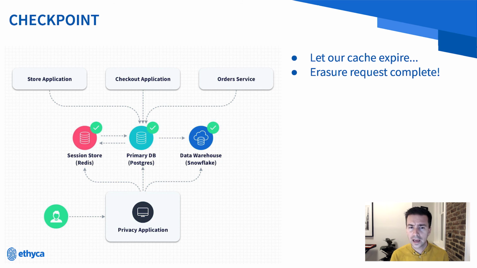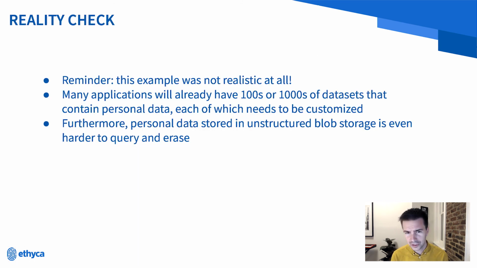So since our example application, let's assume, was designed to expire any user data in that cache every 60 minutes, we don't even have to touch Redis. So therefore, our erasure is complete. Okay, so at this point, it's worth stating the obvious. This is not a very realistic example.